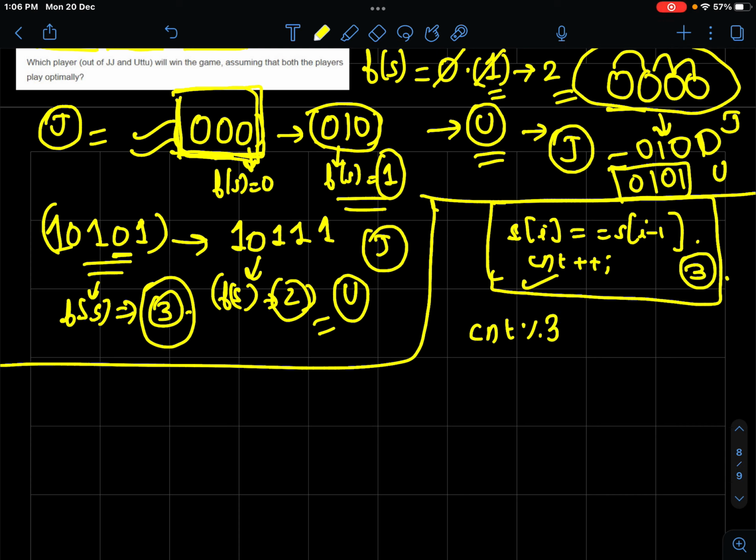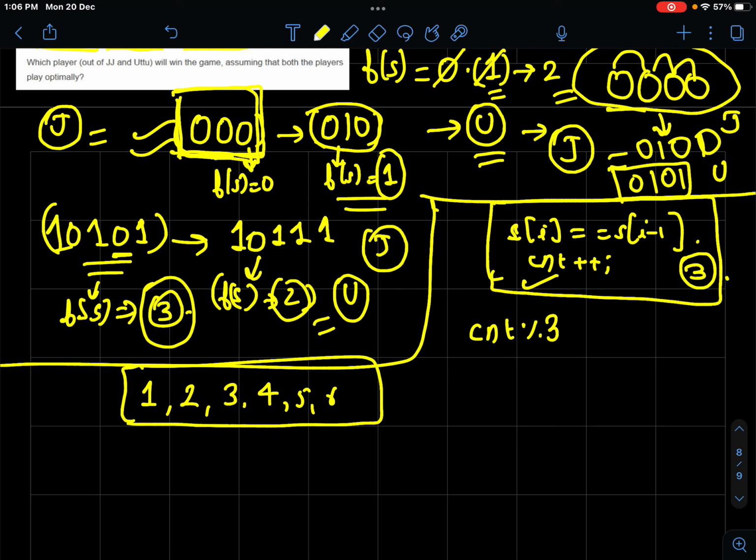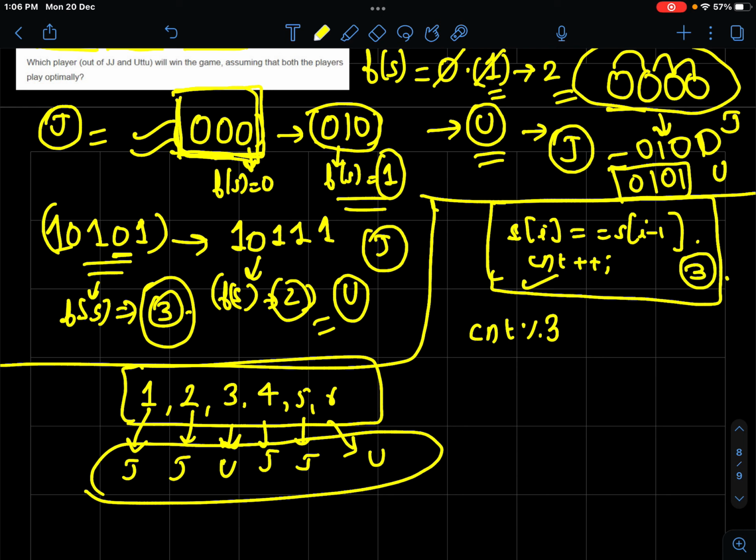So this is just an observation. Suppose we have a string of length 1, 2, 3, 4, 5. If you brute force, like do hit and trial for every one, you will find that here it is U, here J, here J, here U. If you brute force all, you can observe the pattern that if it is a factor of 3, we can see that U is winning, and if it is not a factor of 3, U is losing.